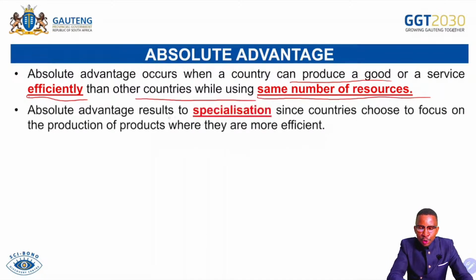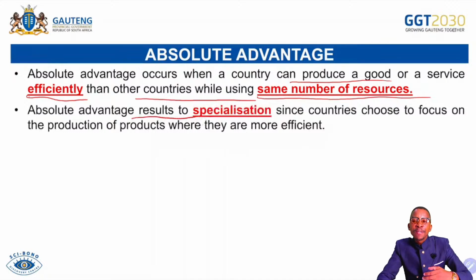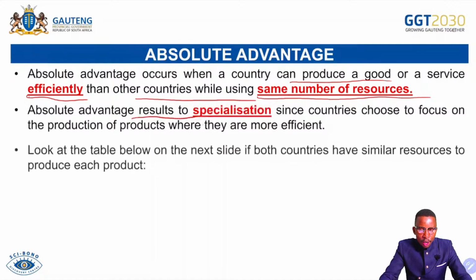Absolute advantage results in specialization. So if the country has what we call an absolute advantage, it can specialize by focusing on this particular product for which it has a cost advantage and quantity advantage over other countries. And then we continue. Look at the table below.